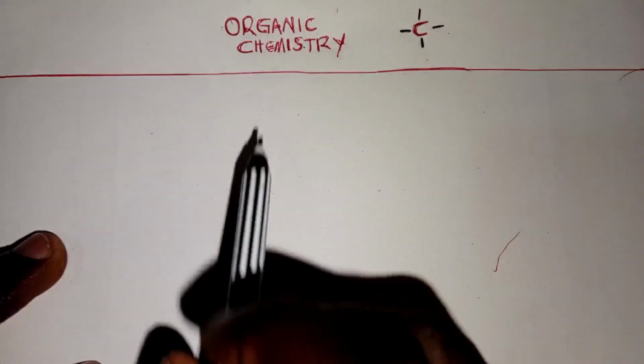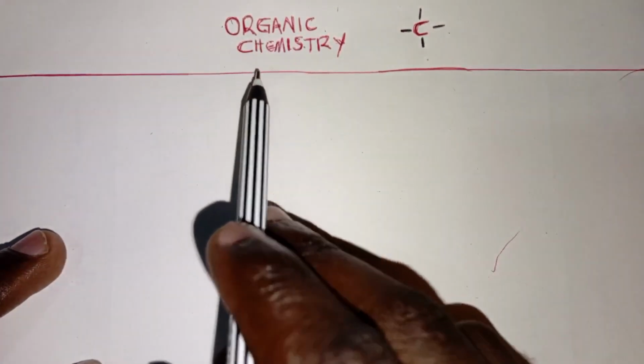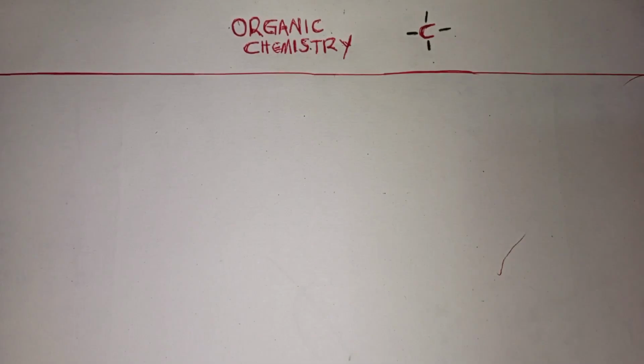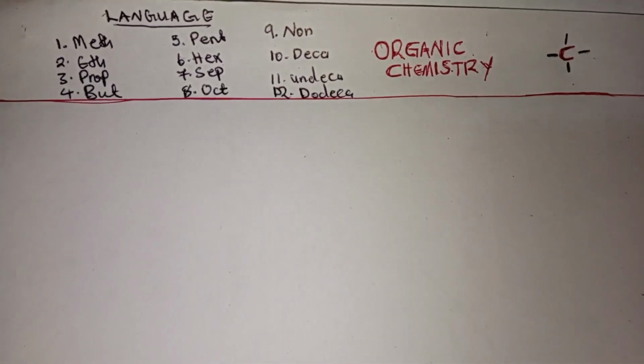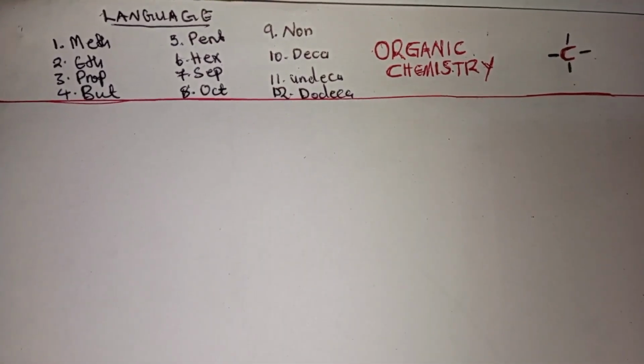Now, for us to understand properly what organic chemistry is all about, we need to understand what we call the language of organic chemistry. It has its own type of language, and if you don't understand the language of a topic, it's difficult to even understand what is being talked about. So we start with the language.